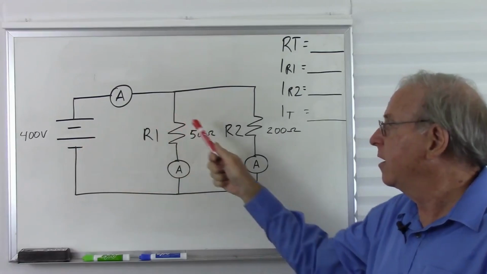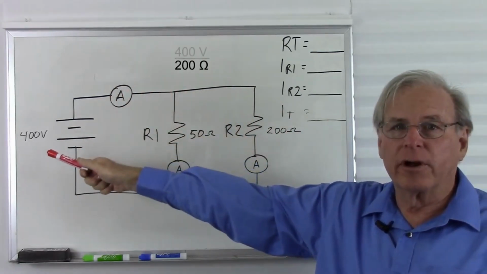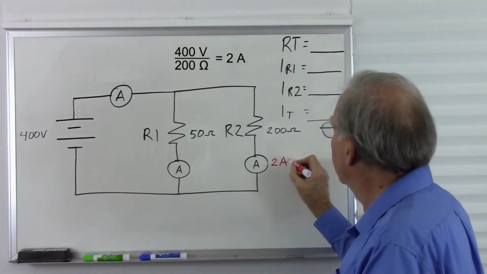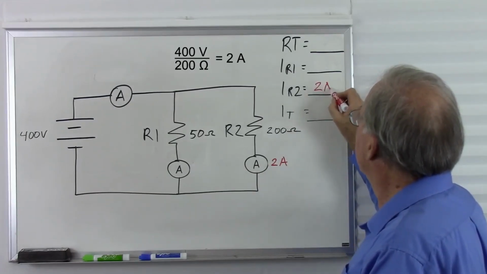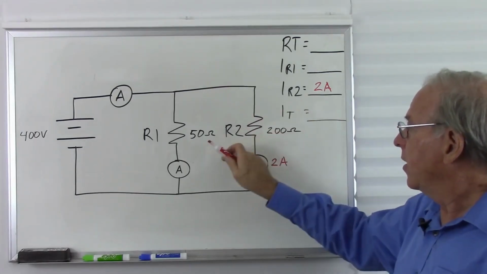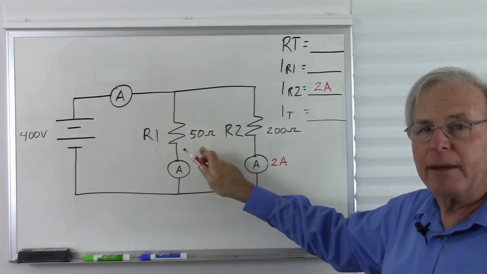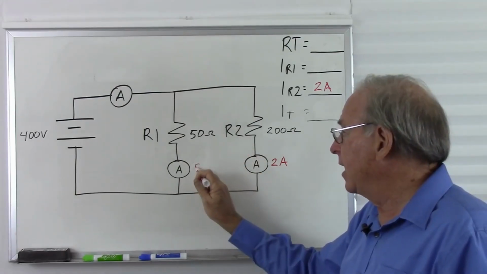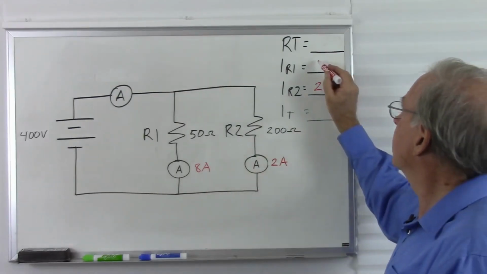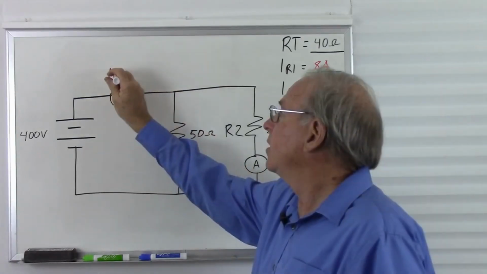We have 400 volts, 50 ohms, and 200 ohms. So 200 ohms divided into 400 volts gives us 2 amps. So R2 has 2 amps through it. Here we have 1/4 the resistance, so we must have 4 times the current. So we must have 8 amps through the 50 ohm resistor, giving us a total of 10 amps.